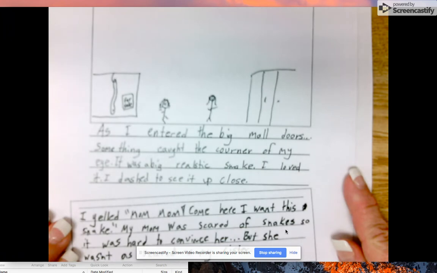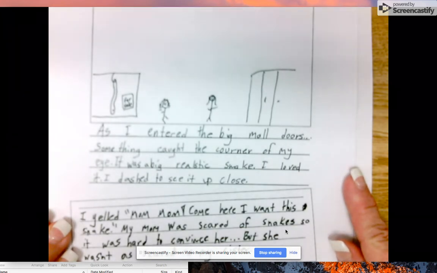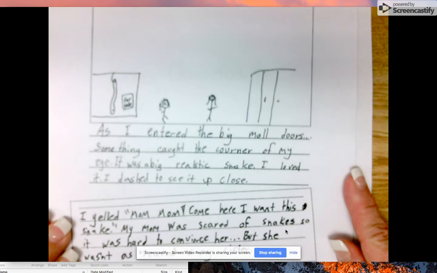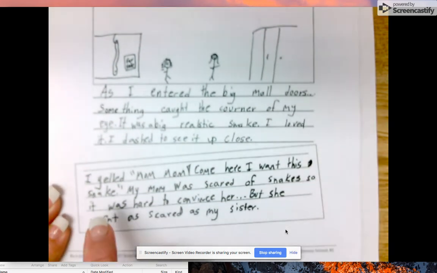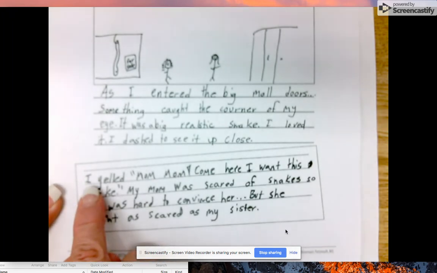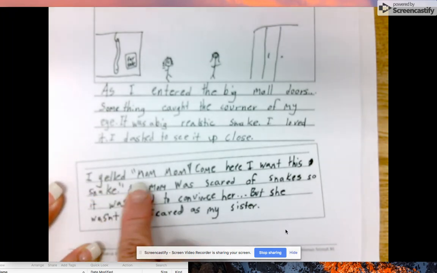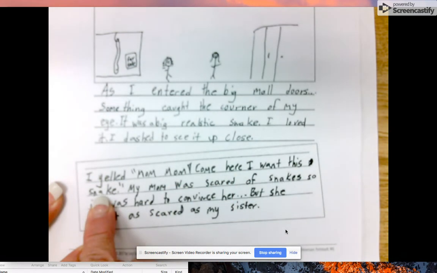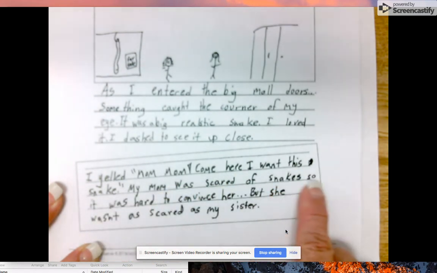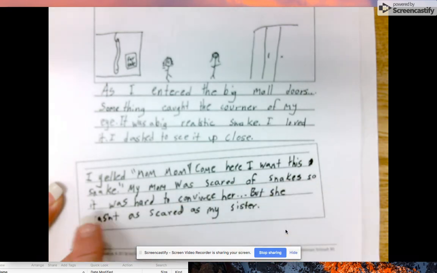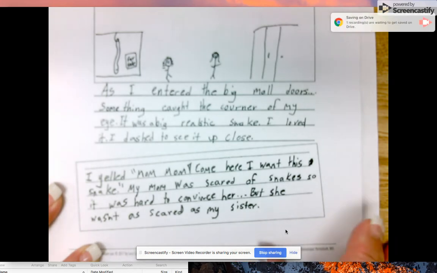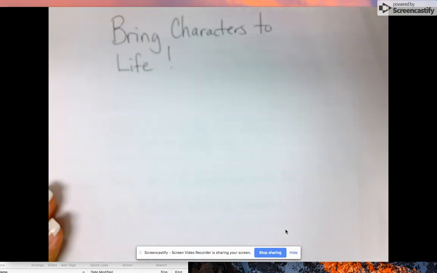Okay, and her next page. "As I entered the big mall doors, something caught the corner of my eye. It was a big, realistic snake. I loved it. I dashed to see it up close." She decided that was another great place where there was some excitement, and she added what she said. "I yelled, 'Mom, Mom, come here, I want this snake.' My mom was scared of snakes, so it was hard to convince her. But she wasn't as scared as my sister." Much more vivid. Now let's look at some examples from a girl named Sophie.